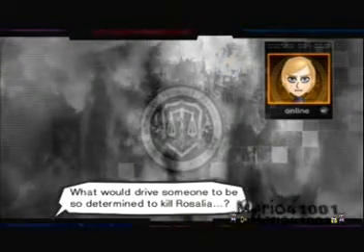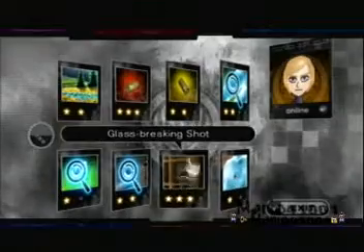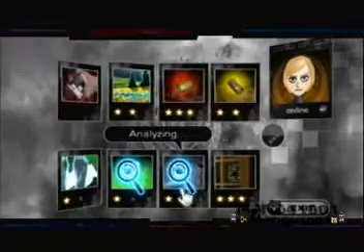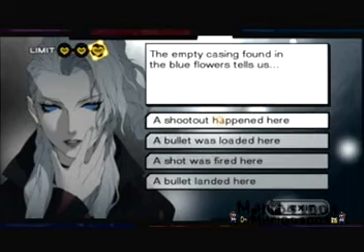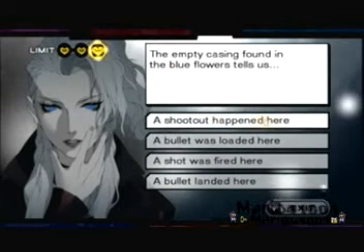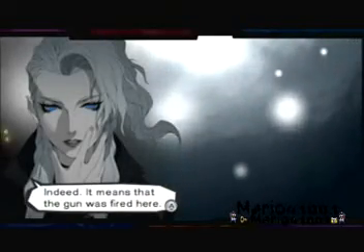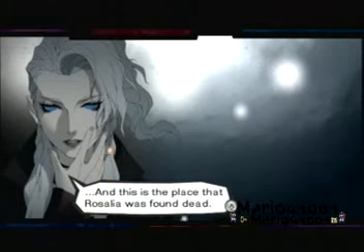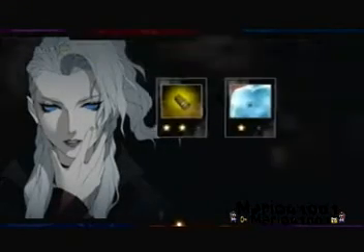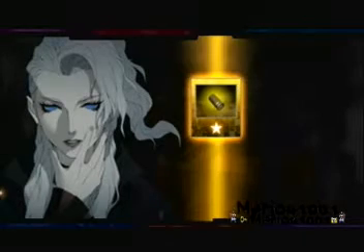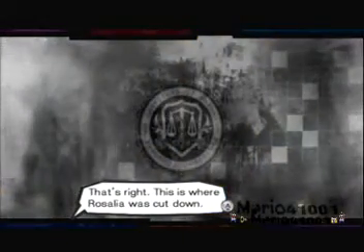What would drive someone to be so determined to kill Rosalia? Indeed. It means that the gun was fired here, and this is the place that Rosalia was found dead. The cause of death was a close-range gunshot through the heart. Thus... That's right. This is where Rosalia was cut down. But who?